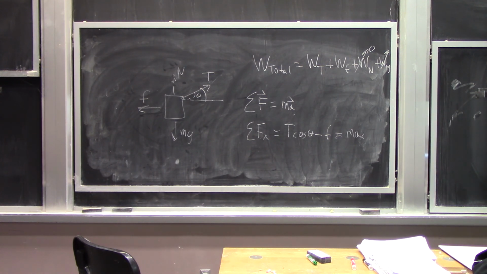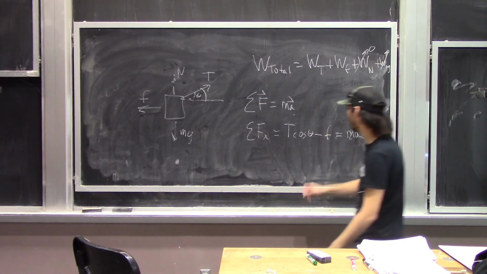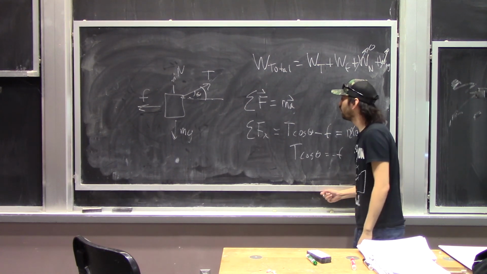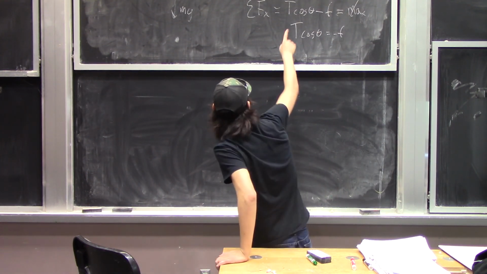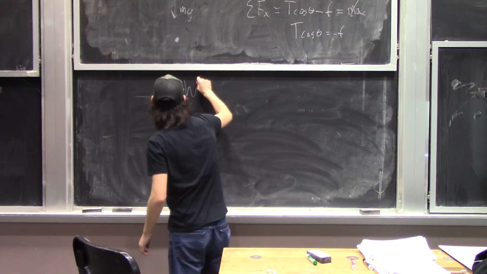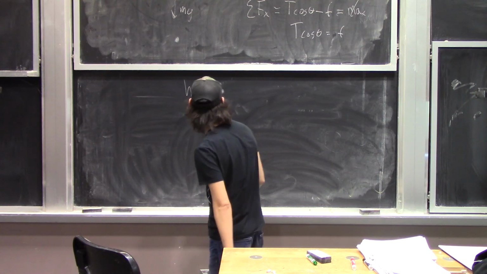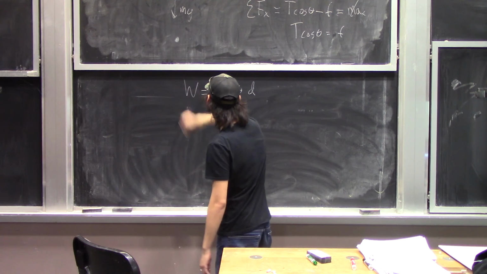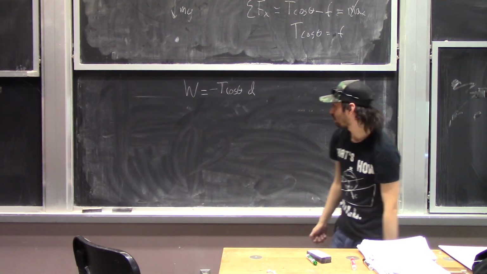But what do we know about this block? There's no acceleration. It moves with constant velocity. So this is 0. So what this tells me is that T cos theta is equal to minus f. Okay? So if I want to calculate the work done by the force of friction, this work done by the force of friction is going to be T cosine of theta times the distance, and I get an additional negative sign here because the force of friction is going to be in the opposite direction as the direction of motion.